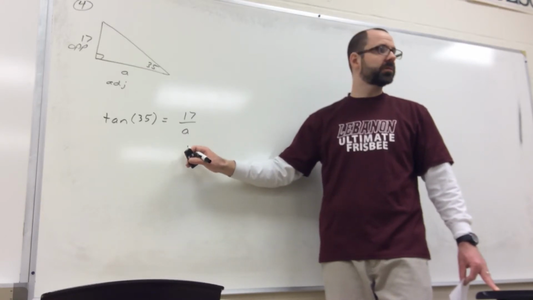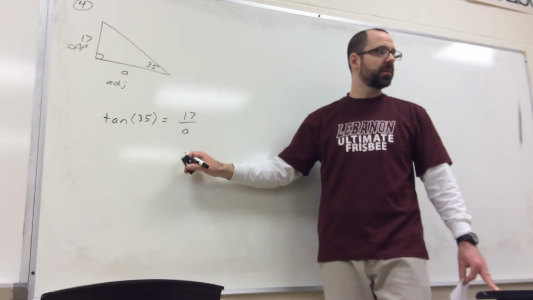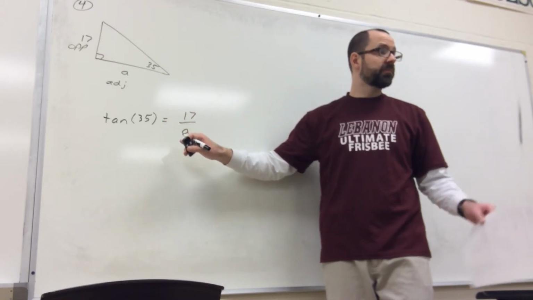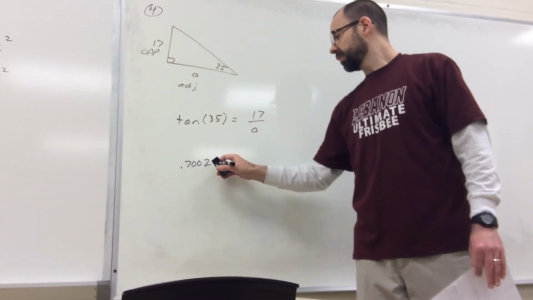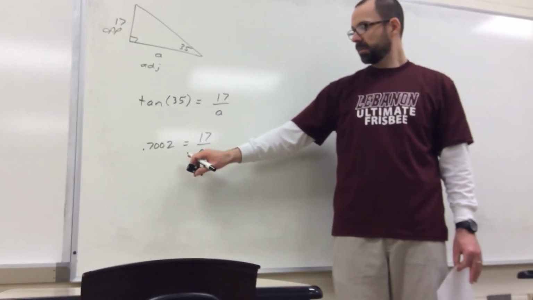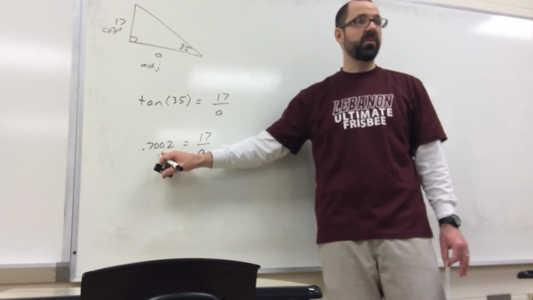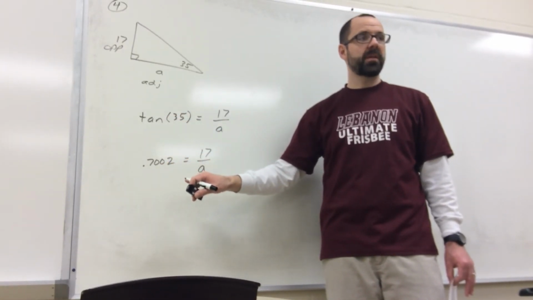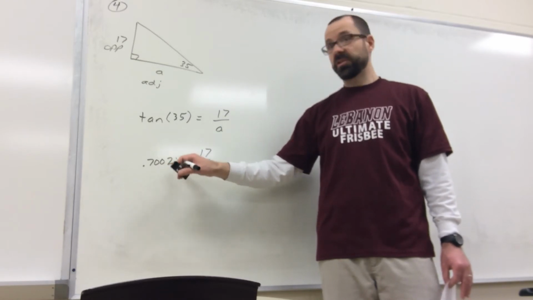All right, now what? Then we look up the answer for tangent 35, and it's 0.7002. You can look it up on the calculator, or on your trig table if you want. That's the value for tangent 35. This doesn't really look like a fraction, but it's the same as 7,002 over 10,000.